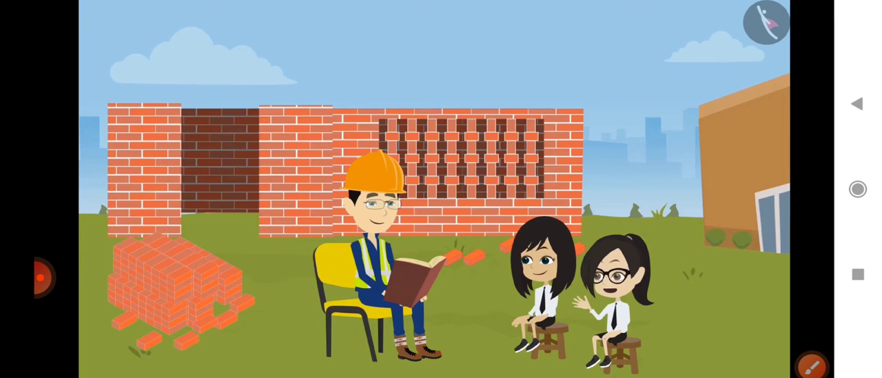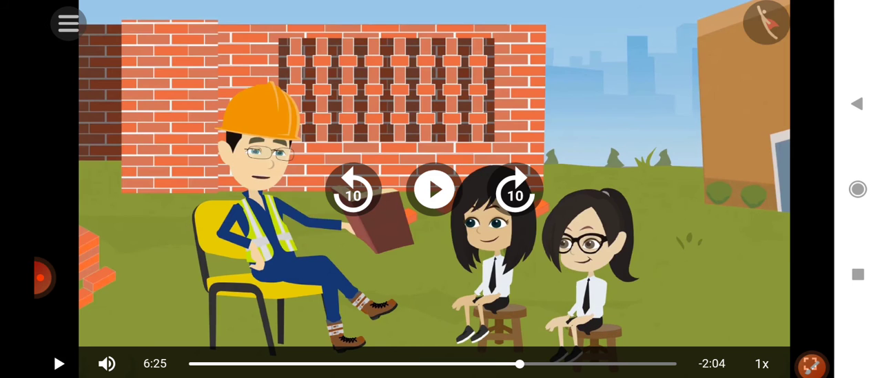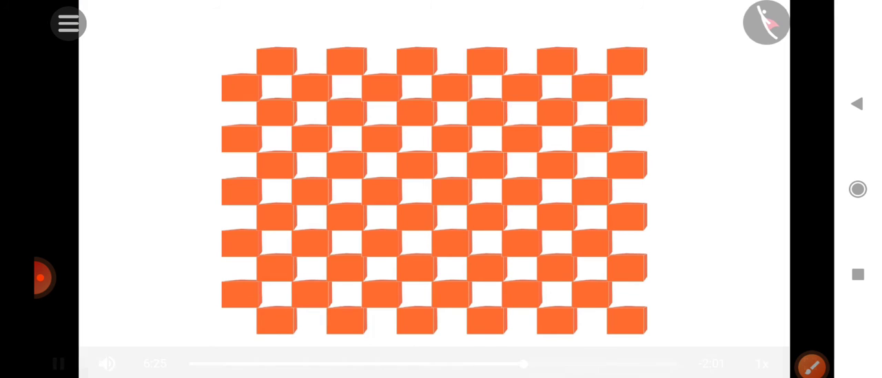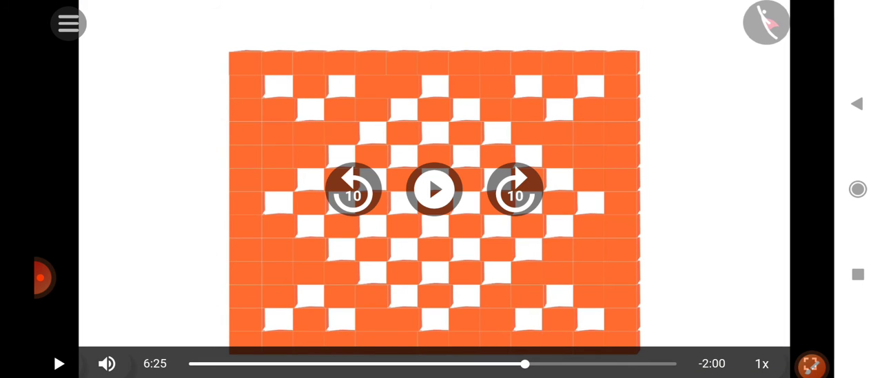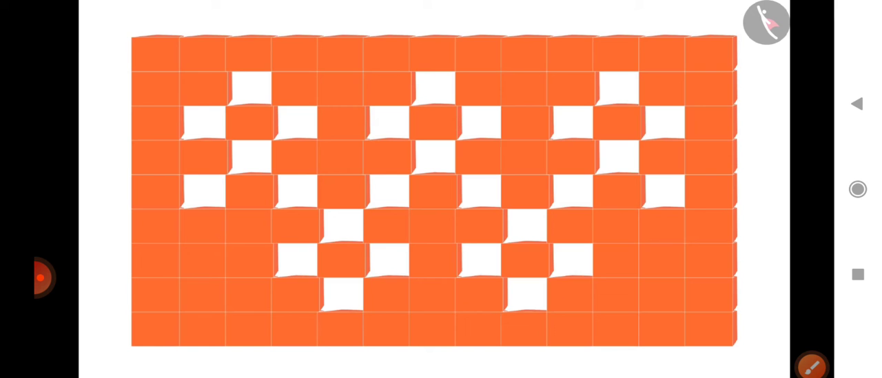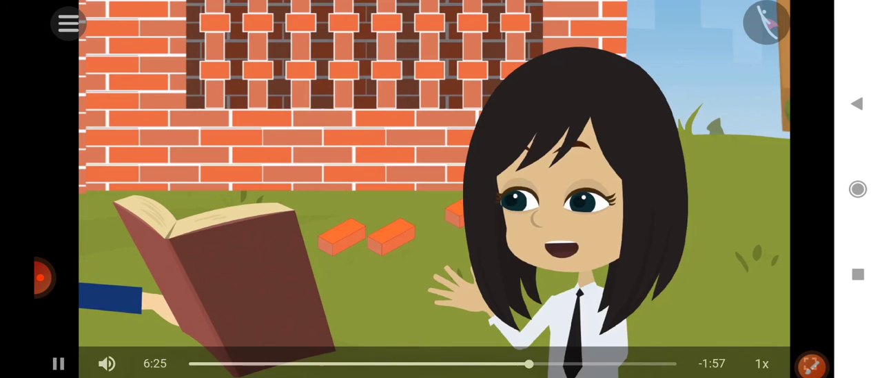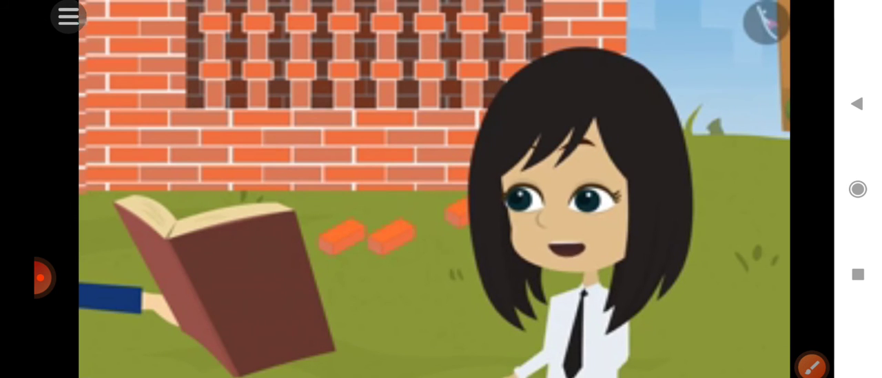Sir, now show different patterns of vents. So children, you have to also see 2 types of brick wall patterns, isn't it? See this vent pattern. See, children, this is very beautiful, you know. Oh, sir, these vents are so beautiful.